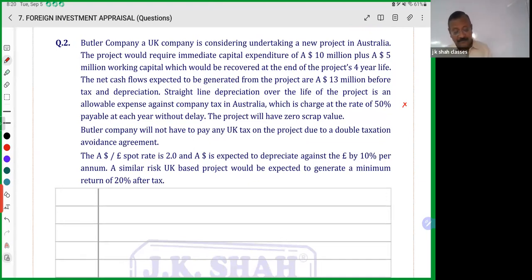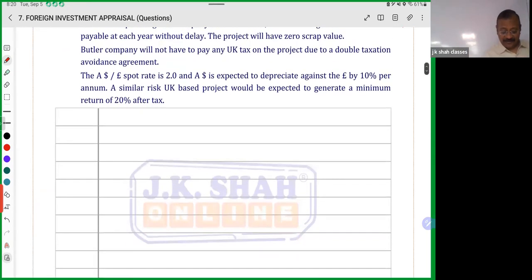Butler Company, a UK company. See this. This is your home country. Is considering undertaking a new project in Australia. So in which currency will your primary cash flow of the project be? Australian dollars. The project would require immediate capital expenditure of 10 million Australian dollars plus 5 million Australian dollars working capital, which would be recovered at the end of the 4 years life.